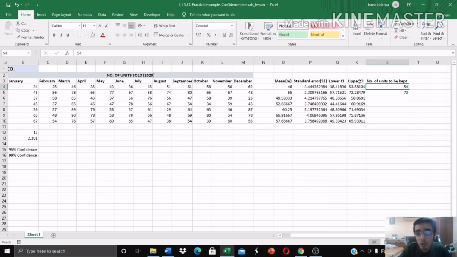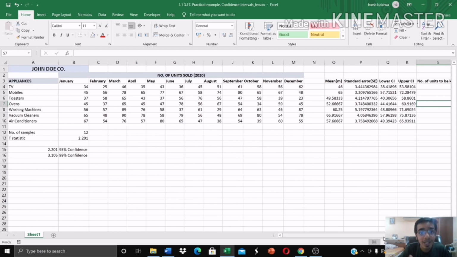At least it should keep units equal to the upper limit of the confidence interval, right? So which will be 54 in this case, 73 in this case, and let's say 59 in this case. Okay. So this was the case for 95% confidence. Now, let's say I want to increase my confidence level. I want to be 99% sure. So I'll go and choose the t value for 99% confidence level, which is 3.106.